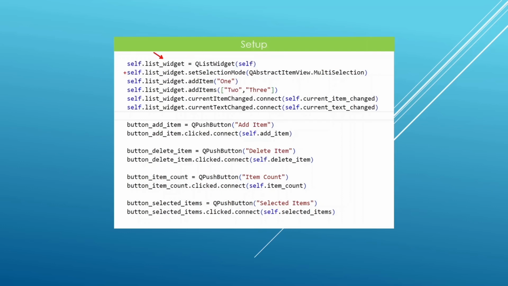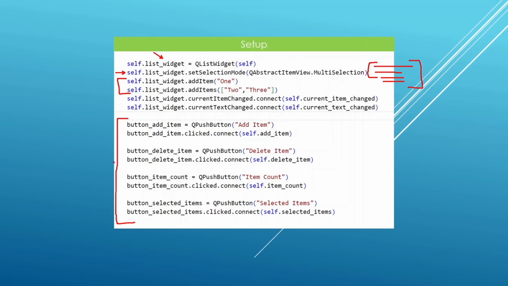Once you have it, you can choose to set the selection mode. And what this really means is whether you allow users to only select a single item or to be able to select multiple items. And you can control this using this setting here. You can add items using the add item or add items method, and you can connect to a bunch of signals to know whether the current item has changed or whether the current text has changed. And you can check the documentation to see other signals that are offered by this component.